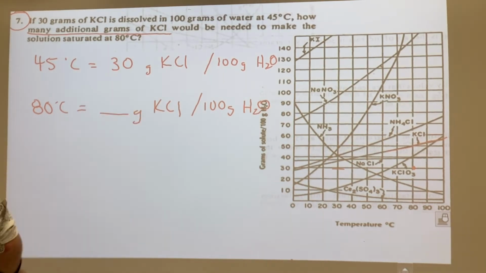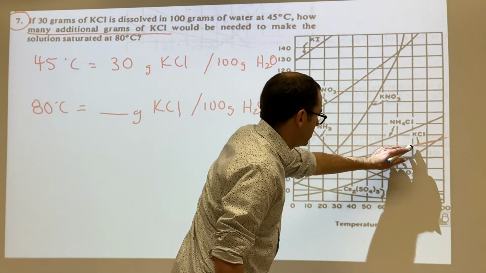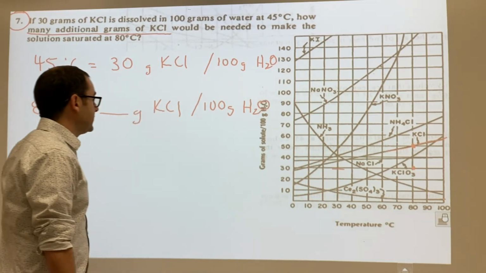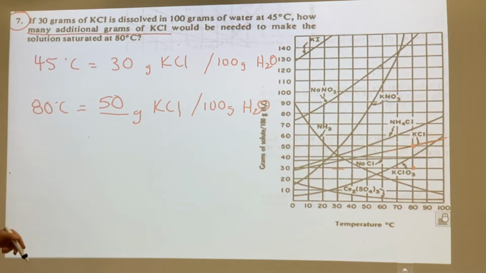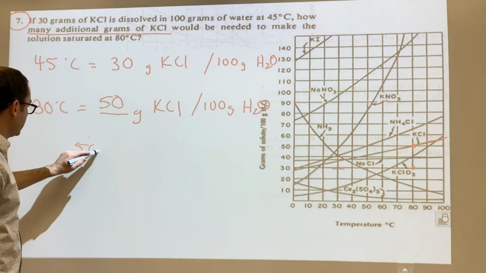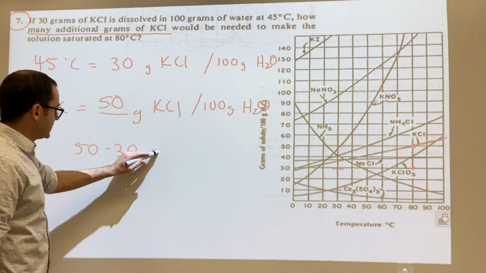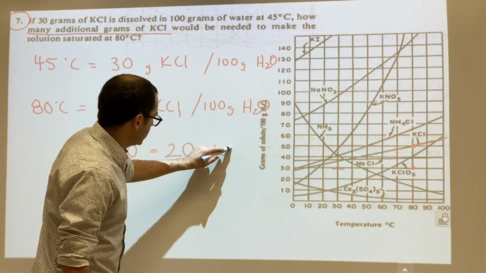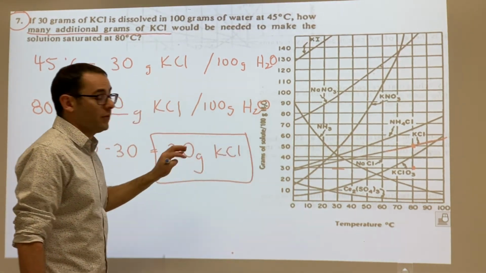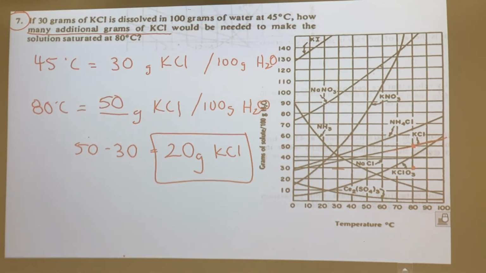So what is the number for 80? Yeah, it's 50, right? So it's saying you could have 50 in there. Right now we have 30. How do we figure it out? Yep, exactly. So we can add 20 additional grams of the potassium chloride, and then that would make it saturated. All right? Does that make sense? All right, cool.